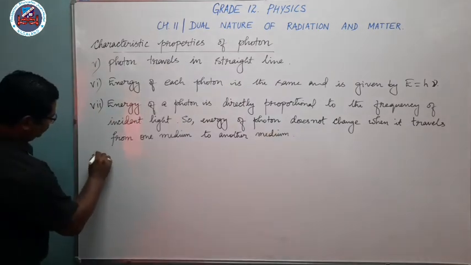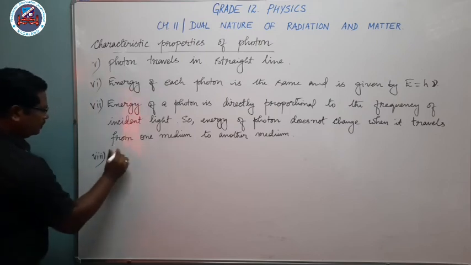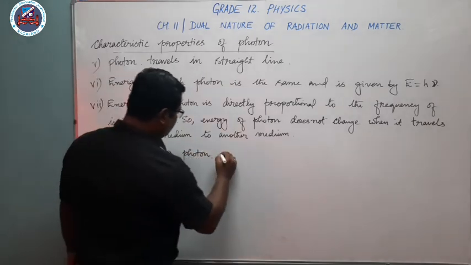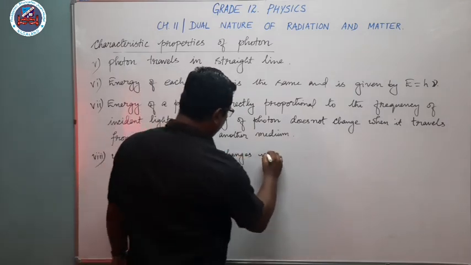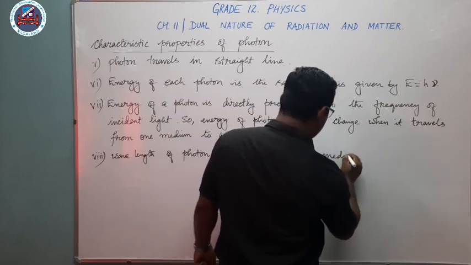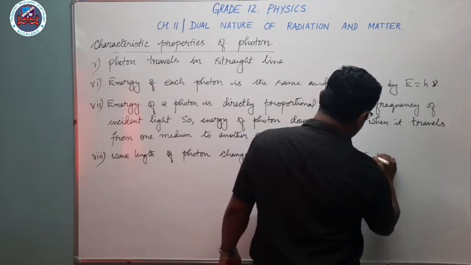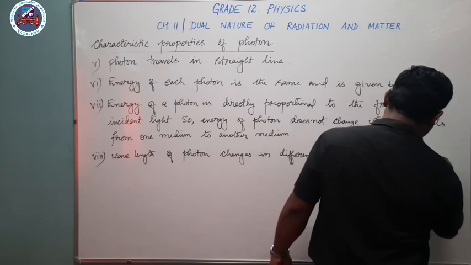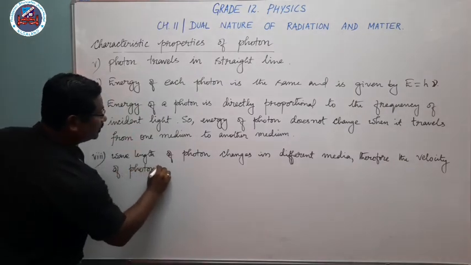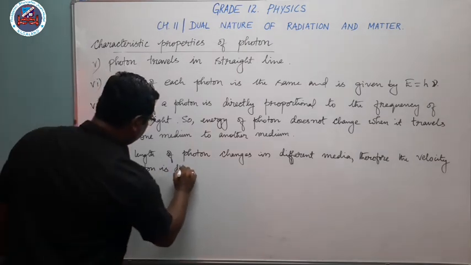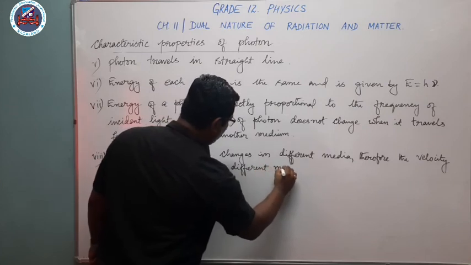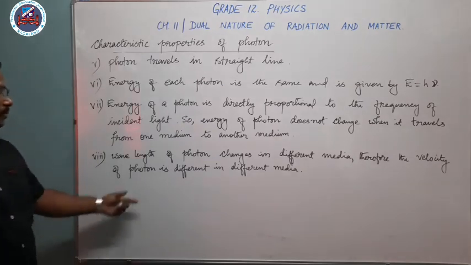Point number 8. Wavelength of photon changes in different media, therefore the velocity or the speed of photon is different in different media. In different mediums, the speed of photon will be different.